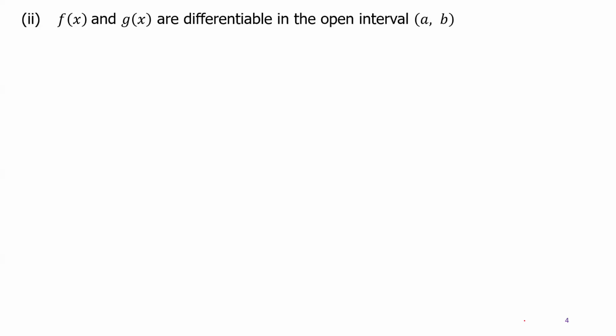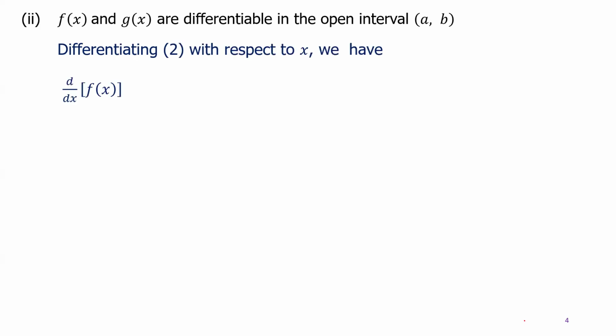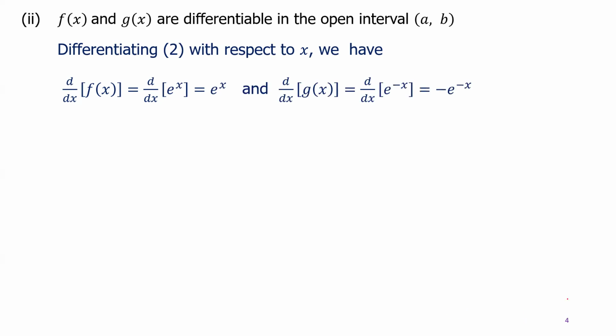Second property, let us find out whether f(x) and g(x) are differentiable in the open interval or not. Differentiating with respect to x, the derivative of e to the power x is e to the power x, and the derivative of g(x), which is e to the power minus x, is minus e to the power minus x. So clearly, if we put any value lying between a and b, the values of e to the power a and e to the power b will always exist.